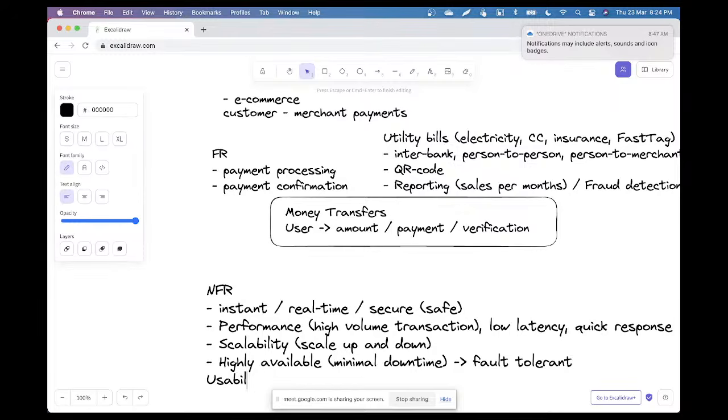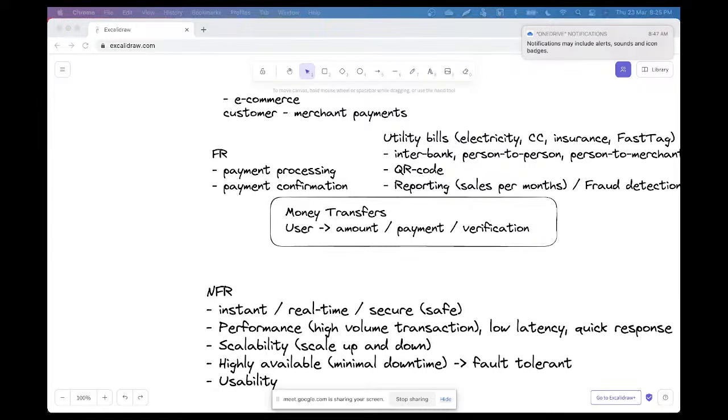And definitely usability is very important, because this is the key factor. You have Google Pay, PhonePe, Paytm, many competing applications, and each and every platform is trying to become as user friendly as possible. If I give you the background, earlier there was net banking. With net banking, the problem was that the usability was not that great.